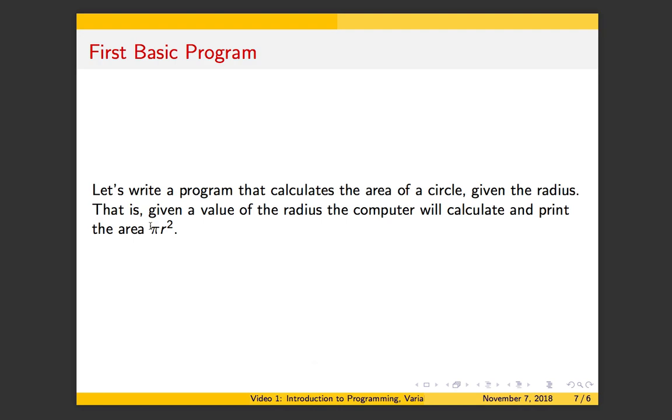So finally, let me end the video by writing this program. So let's do something very basic. Let's write a program that calculates the area of a circle given the radius of the circle, right? So at some point in your lives, you all learned this formula. If you know the radius of a circle, you can always find the area by doing pi times the radius squared.